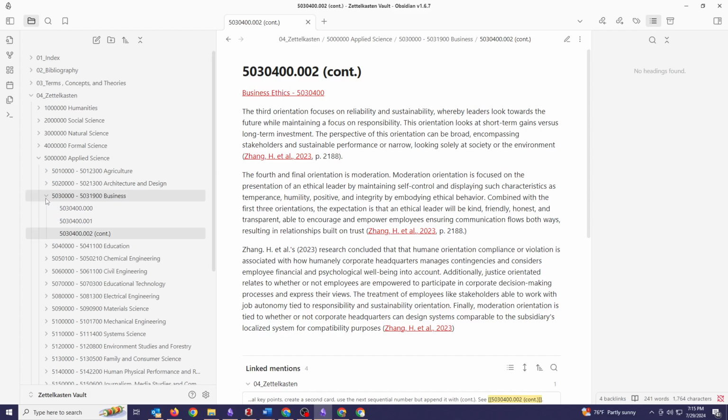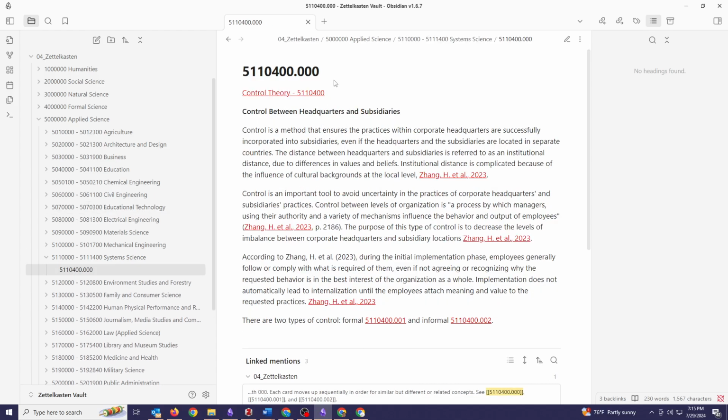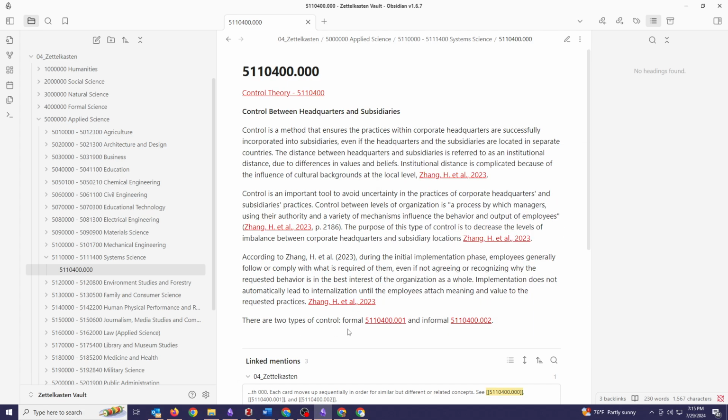All right, let's go ahead and close that tab, and I'd like to move down to 511, which is our systems science. And here you can see I have a card on control theory, but this is specifically pertaining to control between headquarters and subsidiaries. And again, this is written out, and you can see down here that I've actually linked to 2 other cards, formal control and informal control.